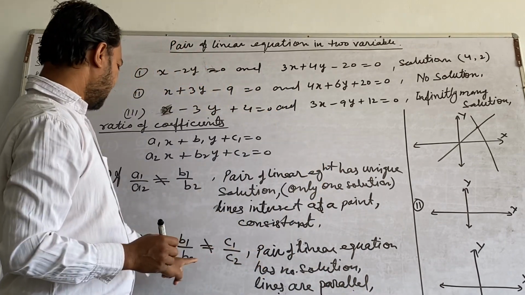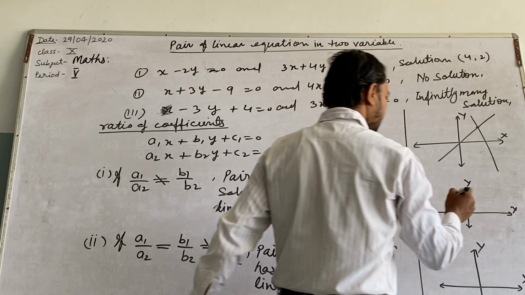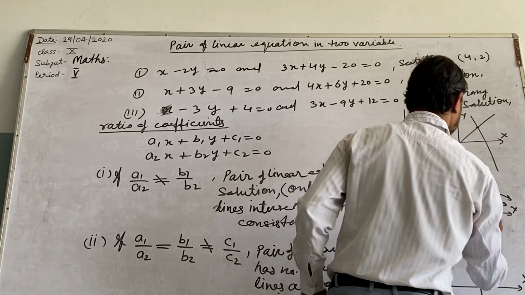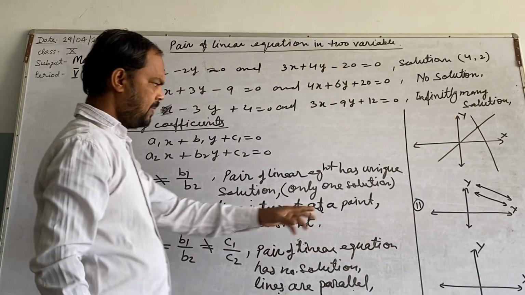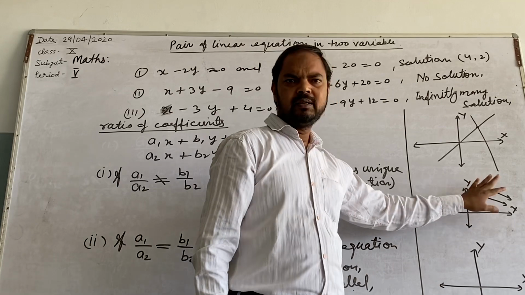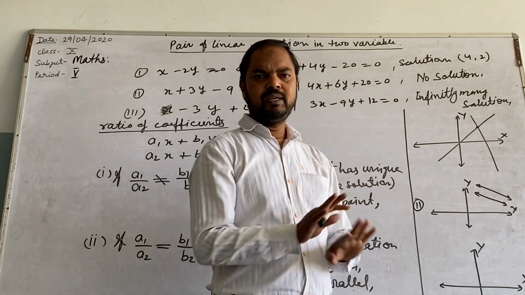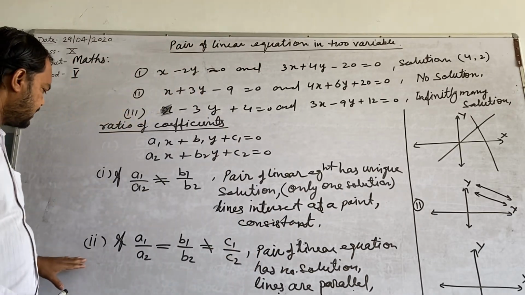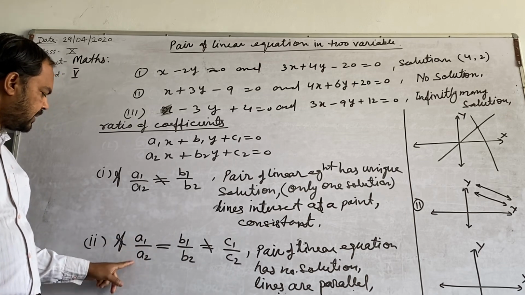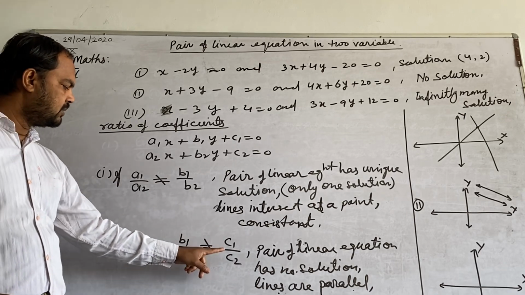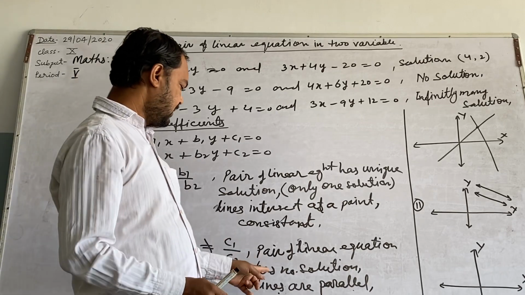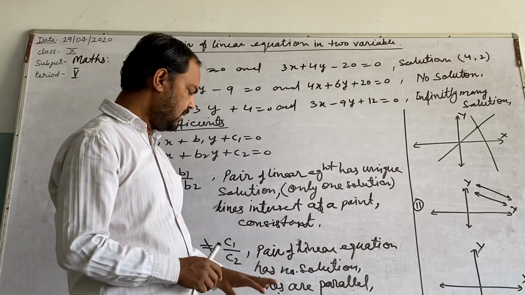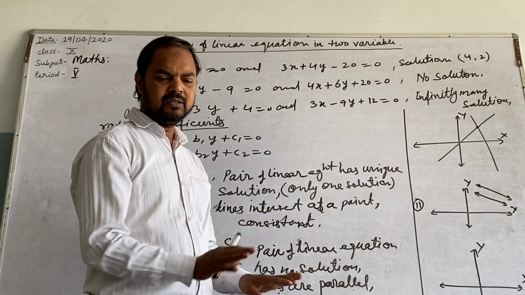See here, the graphical representation of this will be like this. Since both lines are parallel, they will never intersect each other, so we cannot find its solution. In cases like this, the ratio of the coefficients will be A1 upon A2 equal to B1 upon B2, but not equal to C1 upon C2. In other words, it has no solution. We cannot find a solution. In other words, the lines are parallel and inconsistent because there is no solution.